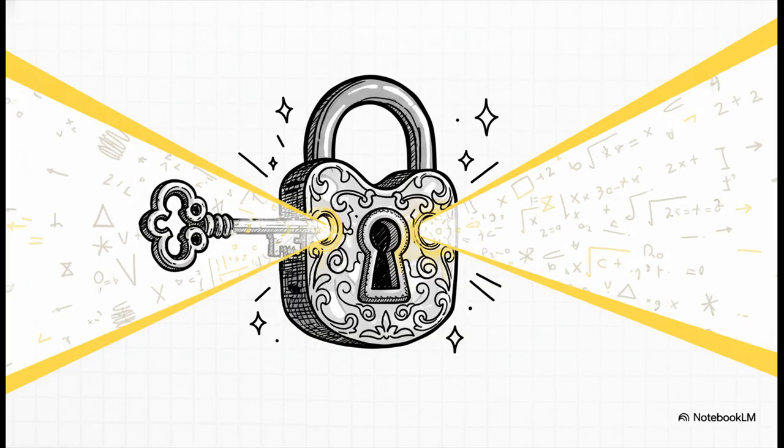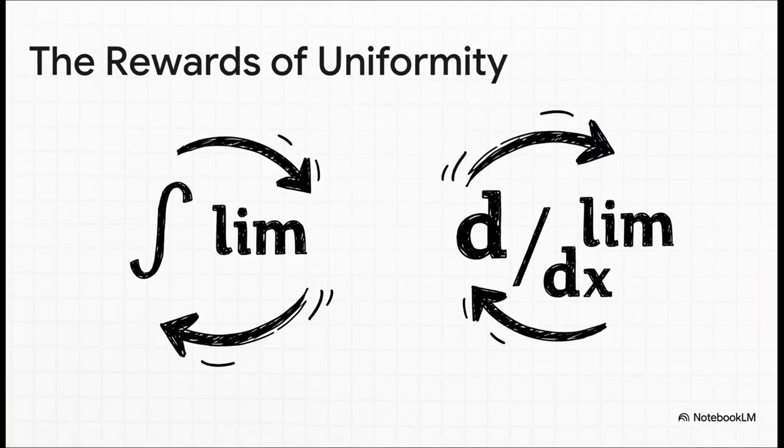No, it is literally the key that unlocks two of the most powerful, most essential moves in the entire playbook of analysis. And here they are, the big rewards. Uniform convergence gives you the green light to swap the order of limits with other operations. You can take the integral of a limit or the limit of an integral. You can differentiate a limit or take the limit of a derivative.